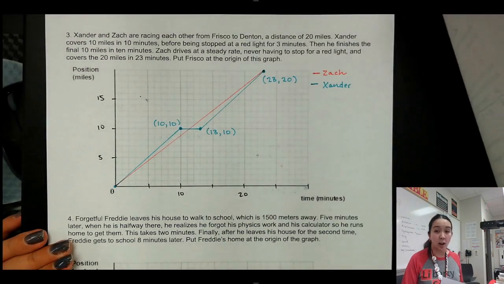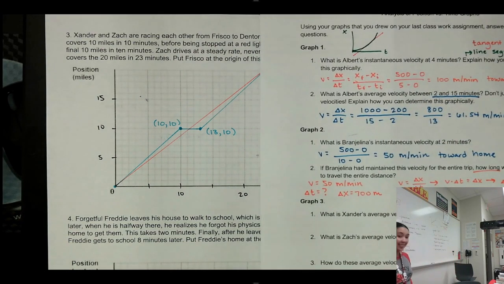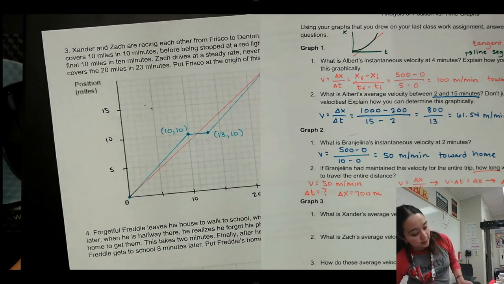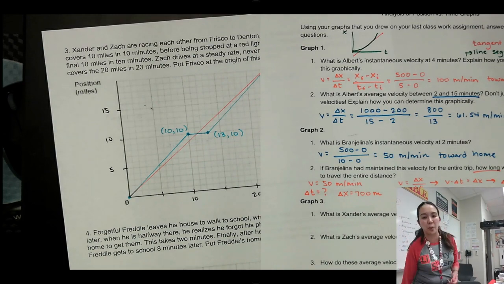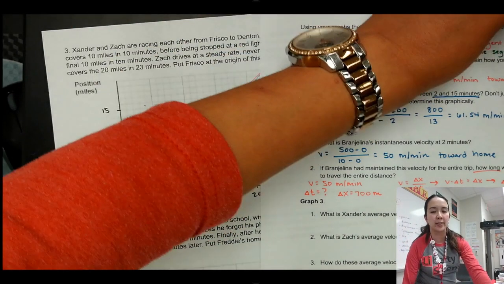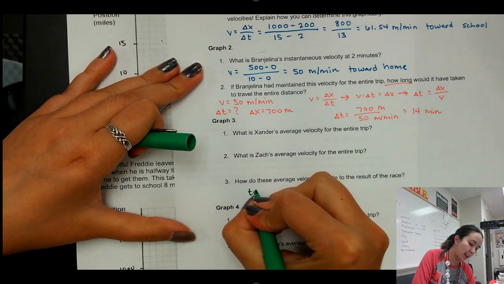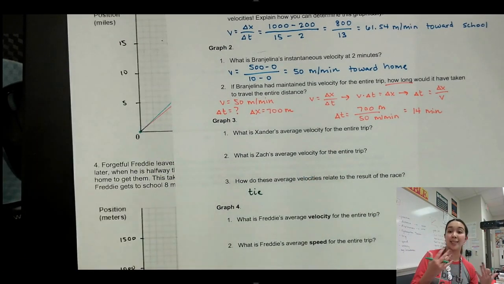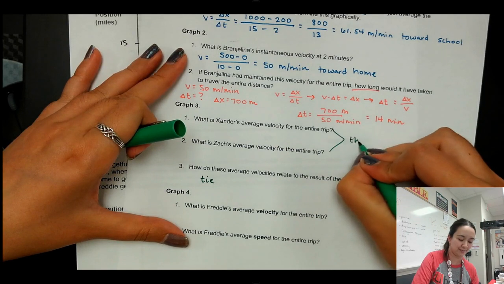Xander and Zach arrive at their final destination at the same time. So they are in the same spot, same ending spot at the same time, which means they tied. That's kind of a trick question. The result of the race, there was no winner, there was no loser. They ended up at the same place at the same time. So hold up. If they tied, then they have the same displacement over the same time interval. So they are the same.